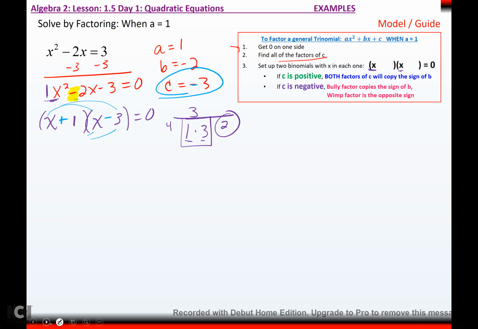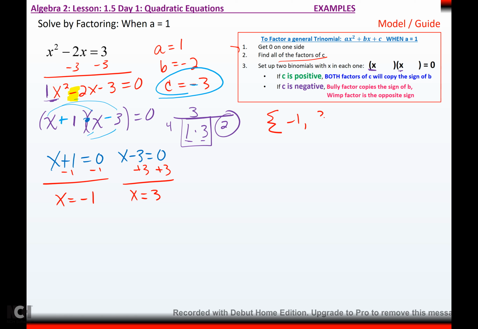Now we have one more step to do. When we factored in the last unit, we were done. Now we have to actually factor and solve. Okay, so what we're going to do then is use the zero product property, which says if something times something is 0, then either x plus 1 is the 0 or x minus 3 is the 0. And you solve them both. To get x alone on this one, I'd minus 1, so x equals negative 1. To get x alone on this one, I'd add 3, so x equals 3. So my two solutions are negative 1 and 3.